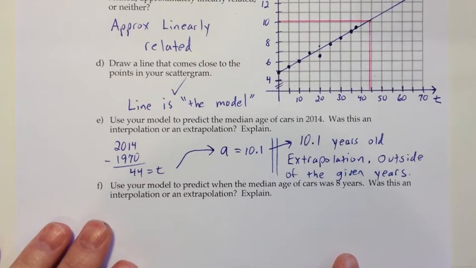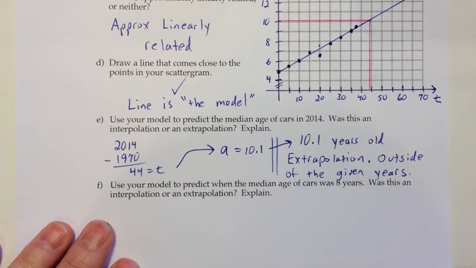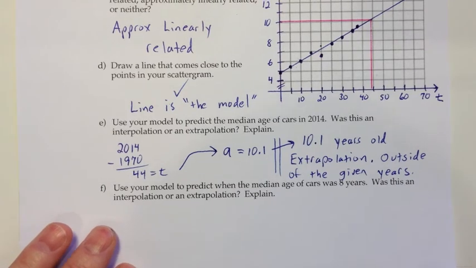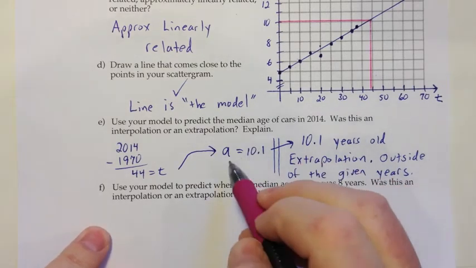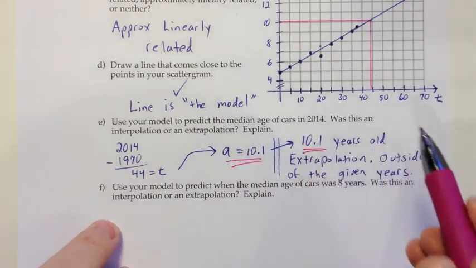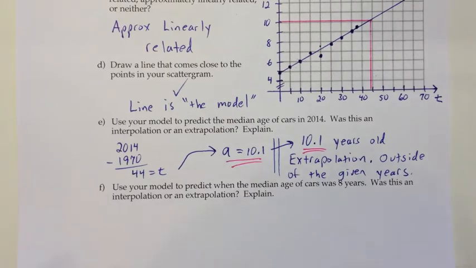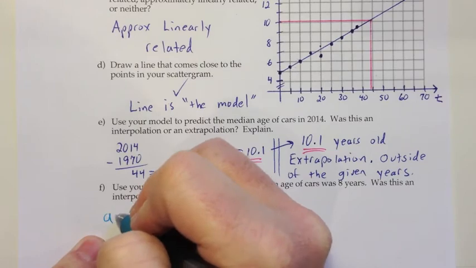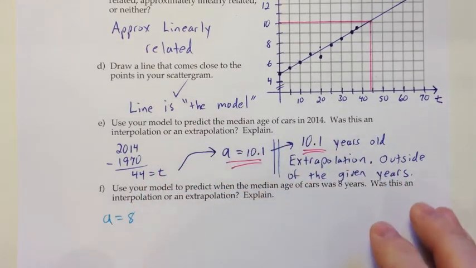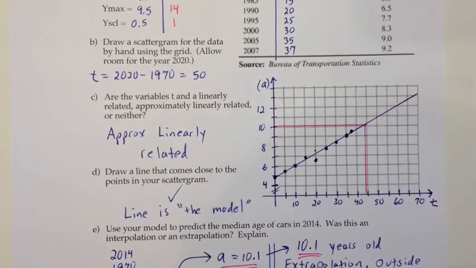All right, let's go ahead and look at part F. Use your model to predict when the median age of the cars was 8 years, and was this an interpolation or an extrapolation? I'm just going to go ahead and switch to another color here so that we can tell the difference between those. In fact, let me go ahead and mark this one in pink just so you can kind of see that. Alright, so when they say the median age was 8 years, they're giving us that a is equal to 8. And our a axis is the vertical axis.